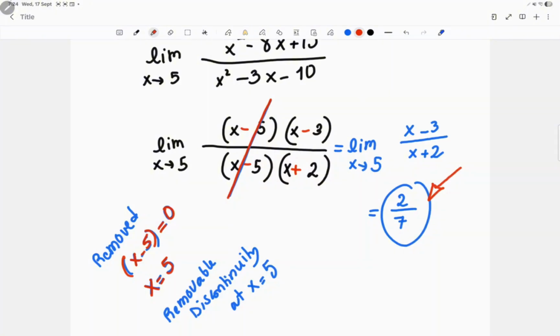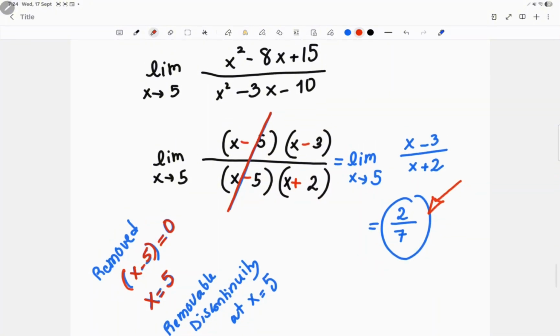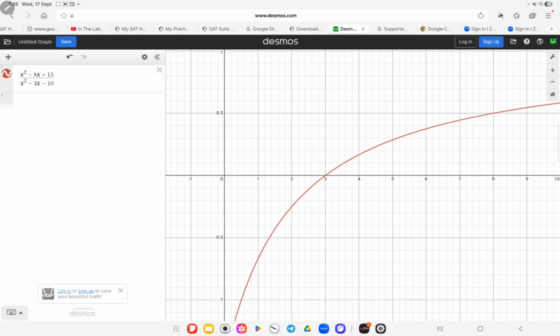Now let's use Desmos to show you what that means. Guys, look. On the graph, it looks very normal, right? But if you go here to x equals 5, do you see that? Undefined. And there's a hole.